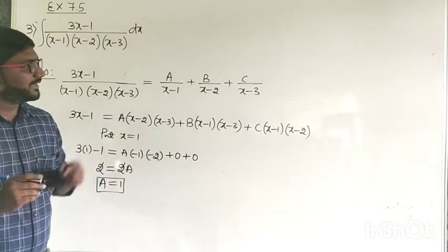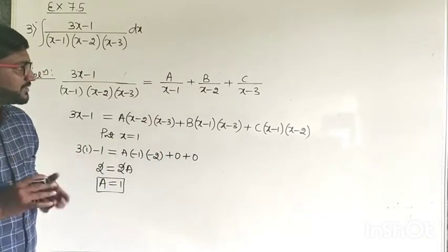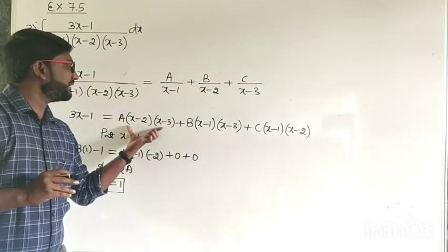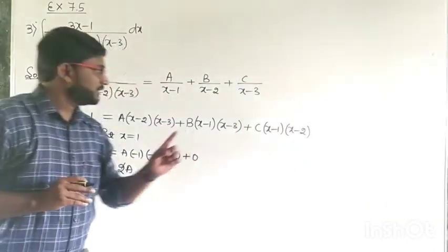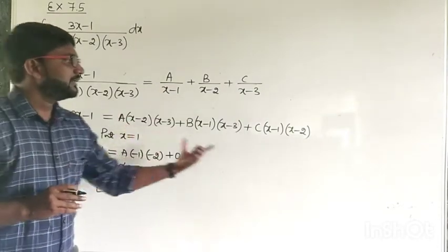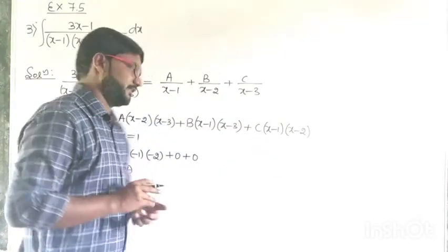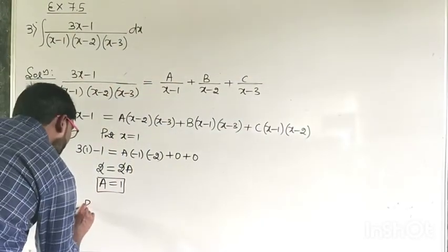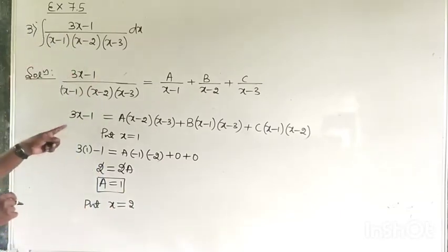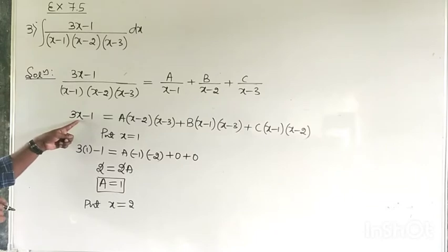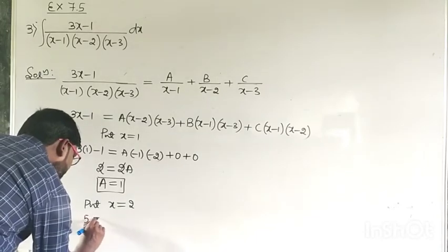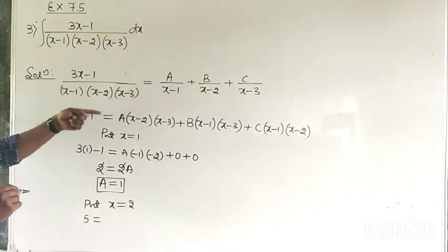Similarly we have to calculate the values of b and c. Now observe one thing. Now we want the value of b. That means we have to make these two terms 0. So now I go for x equal to 2. If you put x as 2, this will be 0 as well as the last term will be 0. So put x equal to 2. Now see here. 3 into 2 is 6, 6 minus 1 is 5, which equals, here I have to put x equal to 2.